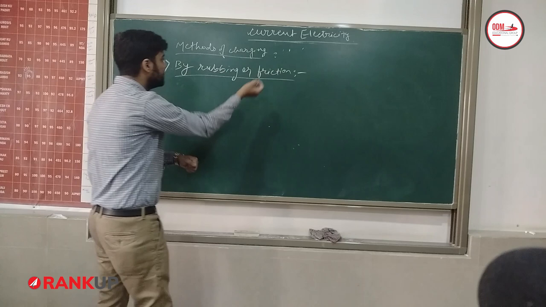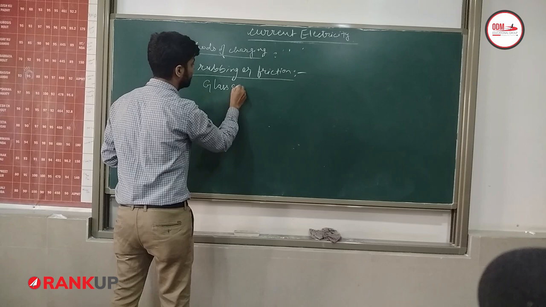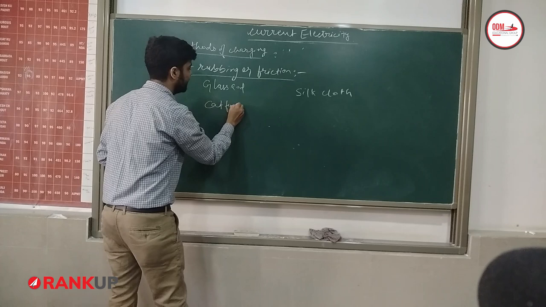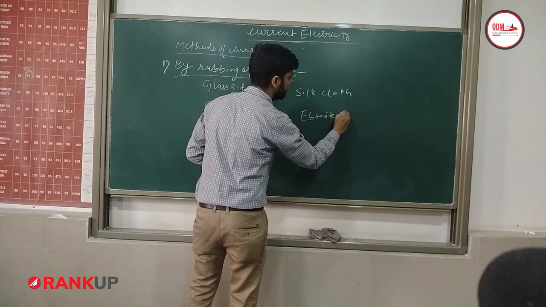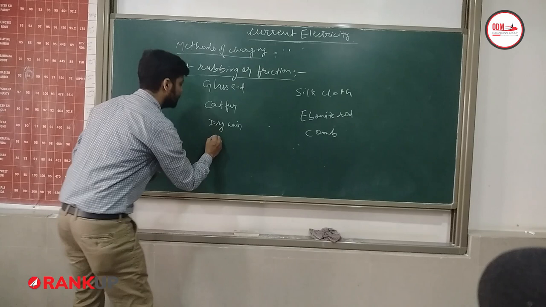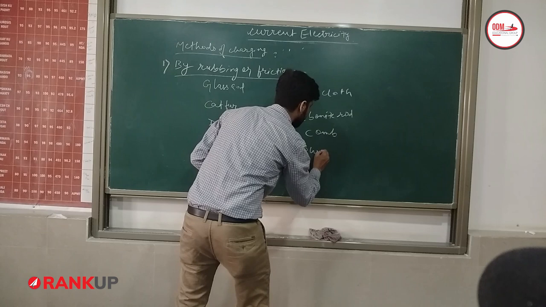I will list how various combinations of materials get charged. First glass rod, then silk cloth. Cat fur, then ebonite rod. Dry hair, then comb. Wool, then plastic rod or amber.